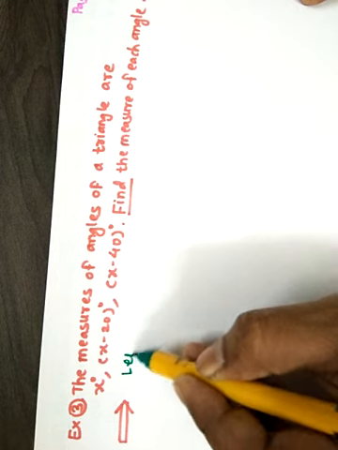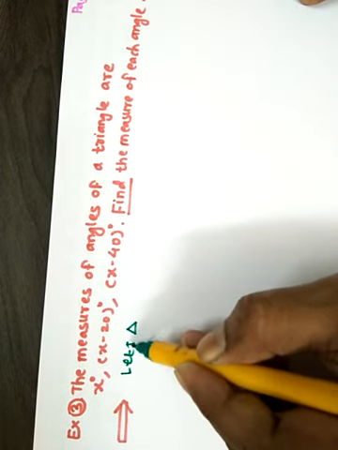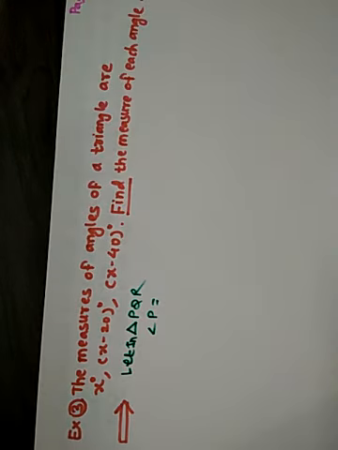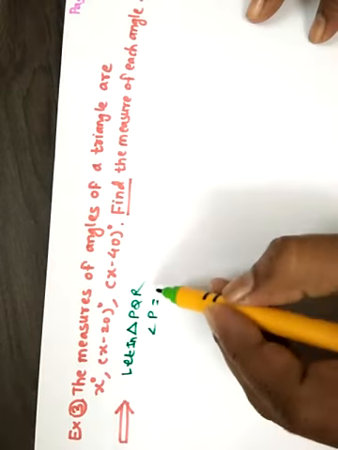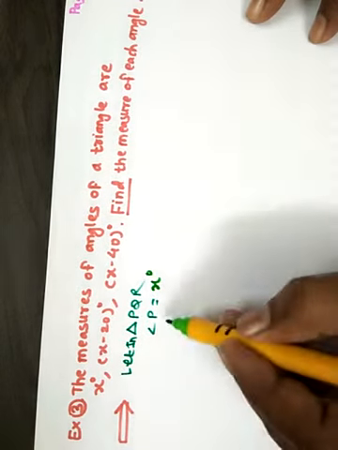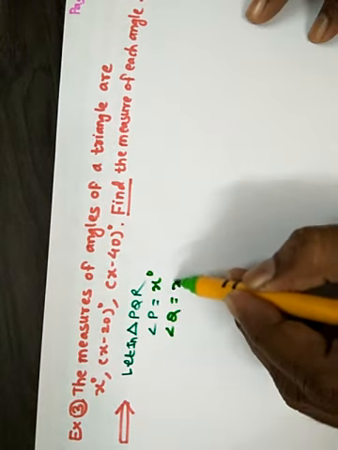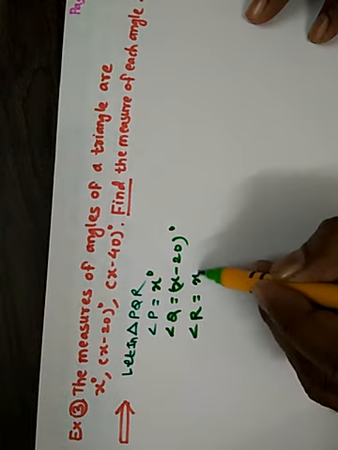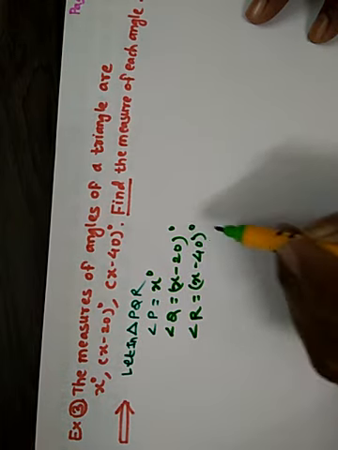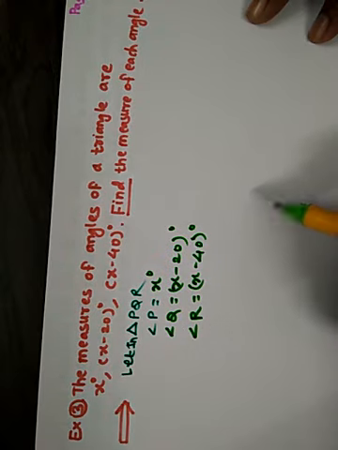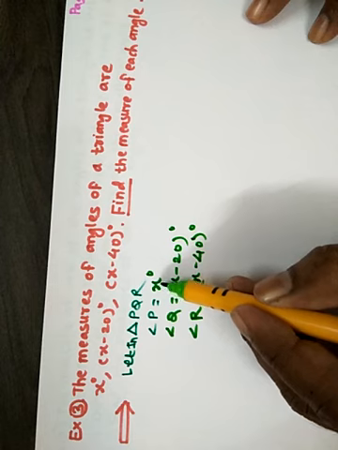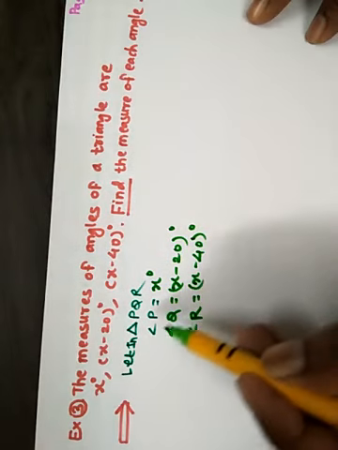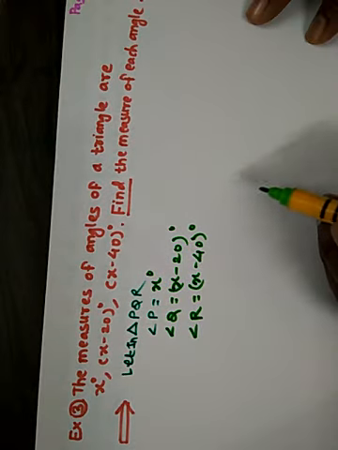So we take any triangle, let it be triangle PQR. Angle P is equal to x degree, the first angle denoted by P. Angle Q is equal to x minus 20 degree. Angle R is equal to x minus 40 degree. Our aim is to find the angles P, Q and R. Here x is the variable. First we find the value of the variable, and putting the value of x in angles P, Q, R, we get the measure of these angles.